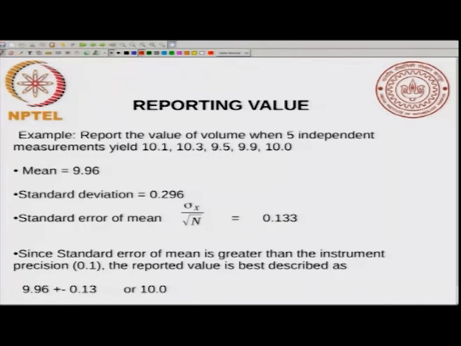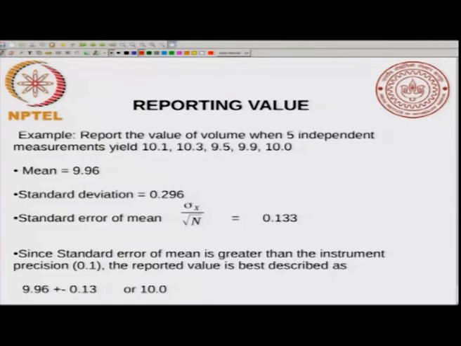Now, what we notice is that the standard error of mean, this 0.133 that you have, is less precise than the instrumental precision. The instrument gives you only up to 0.1. In other words, the value of the standard error of mean is greater than the instrumental precision. And in such a case, you use the standard error of mean to describe the value. So, what you would say is the reported value will be 9.96 plus minus 0.13.